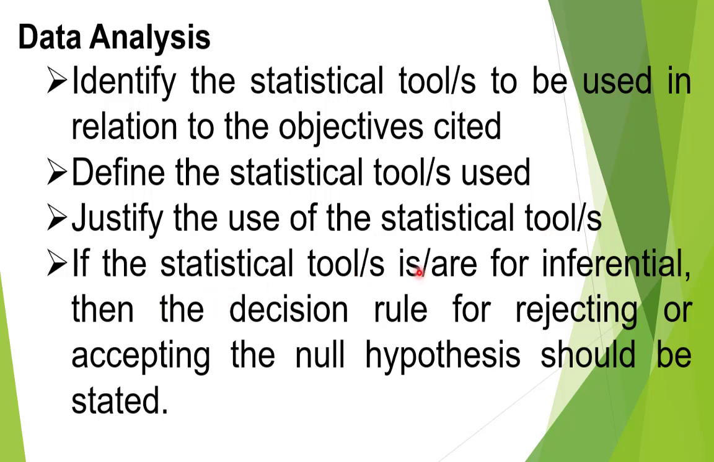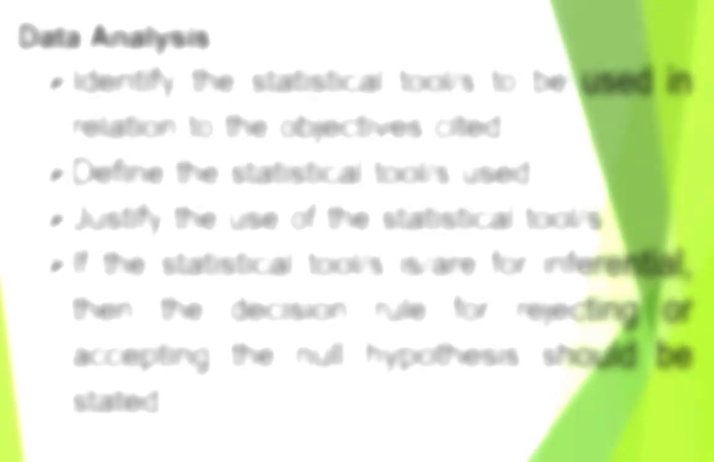So if the statistical tool is for inferential, then the decision rule for rejecting or accepting the null hypothesis should also be stated in the data analysis. So take note that if you have 5 objectives, each objective will have a corresponding statistical tool. Either that statistical tool will be repeated. For example, number 1 and number 2 will have the same statistical tool. So you have to still enumerate it per objective.